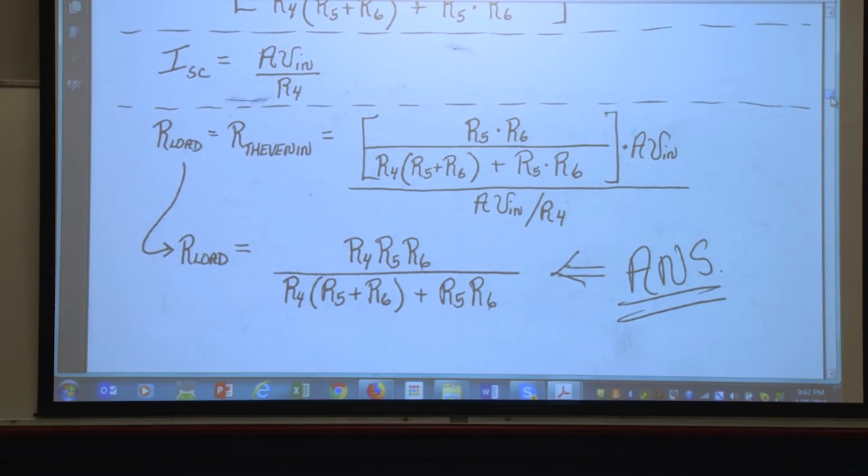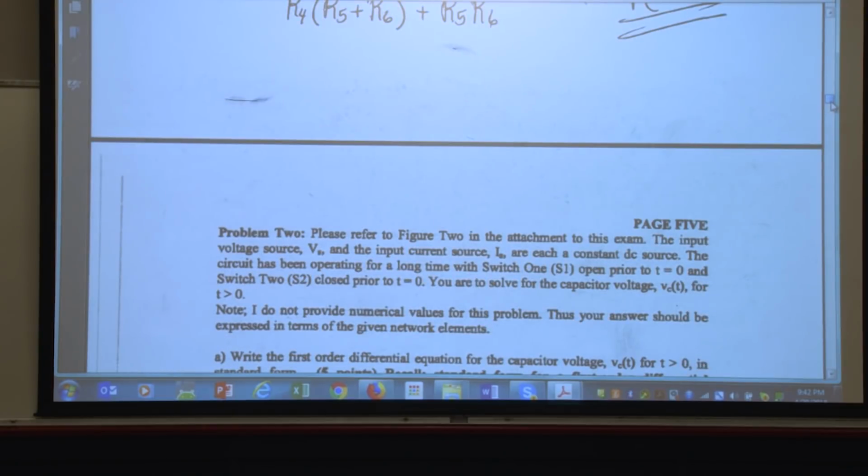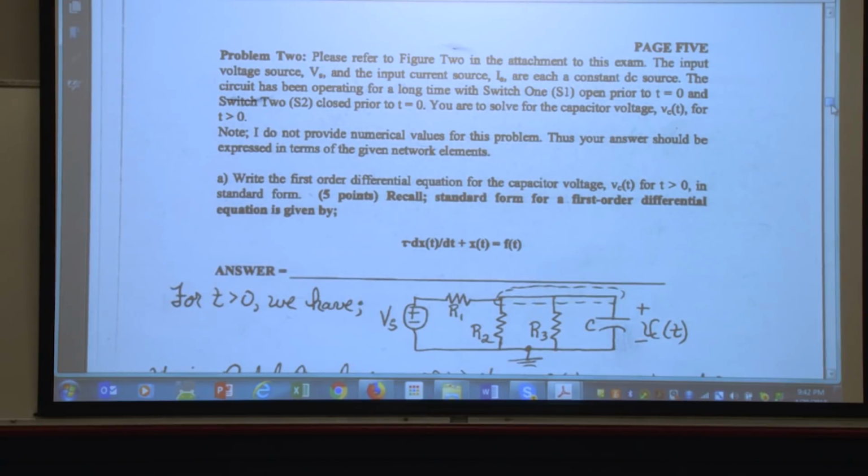Was that it? Yes. Oh, Tara, I'm sorry to disappoint you. All right. In a moment, I'll put up figure 2, but let me just read this. Oh, I see switches. Write the first order differential equation for the capacitor V sub C of t in standard form. I say, oh, this is a chapter 4 problem. Now, where is my cursor? Right, there it is.